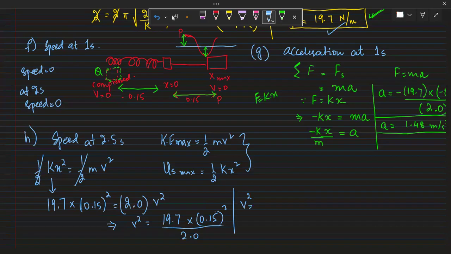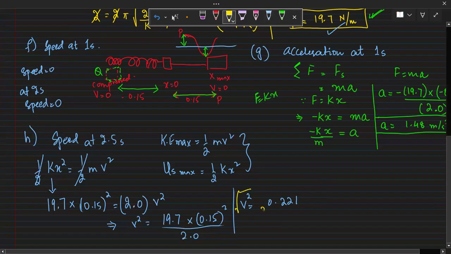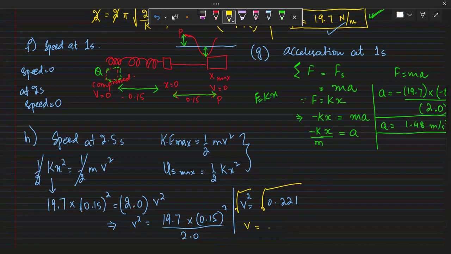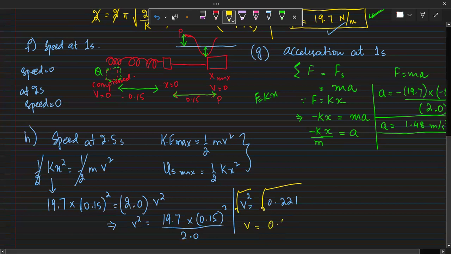Now put a square root on both sides. Square root of 0.221. What are you getting? 0.470. Yes, we are getting the correct answer, 0.47 meters per second. So that was part H.